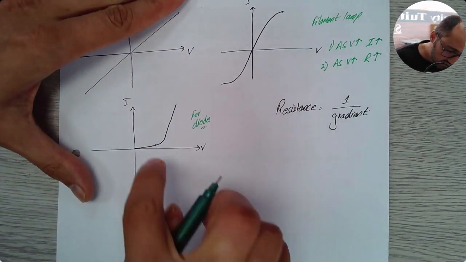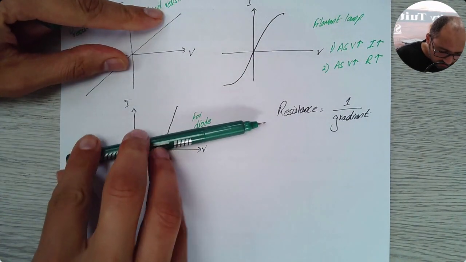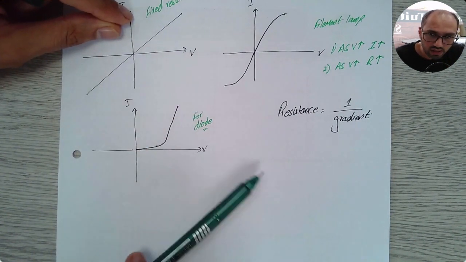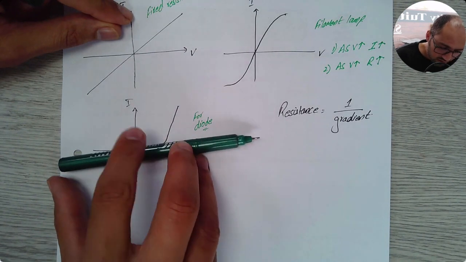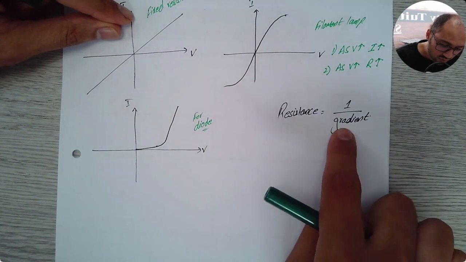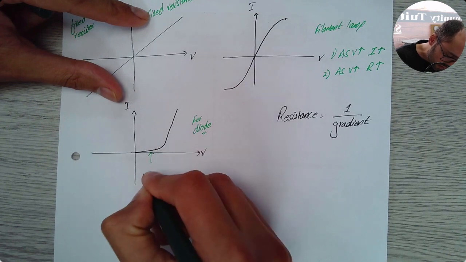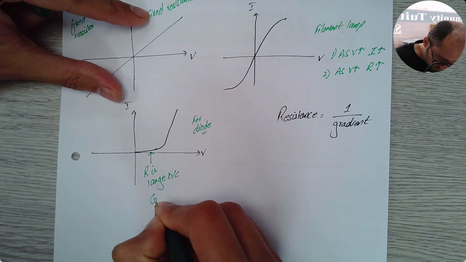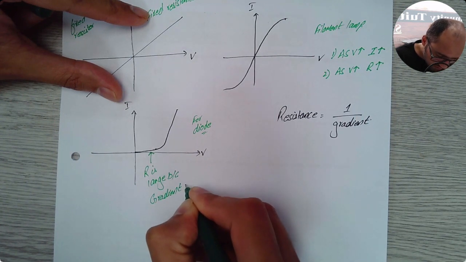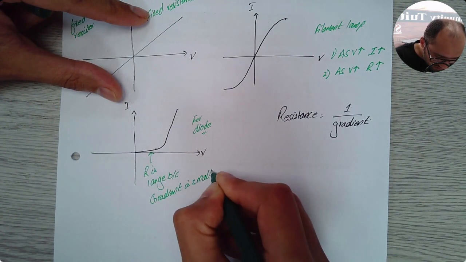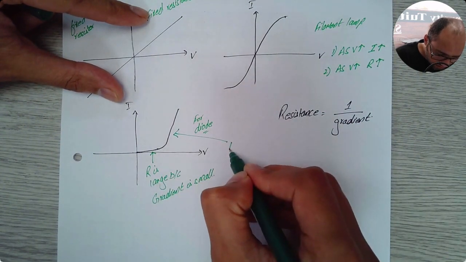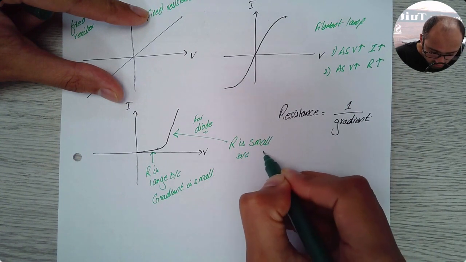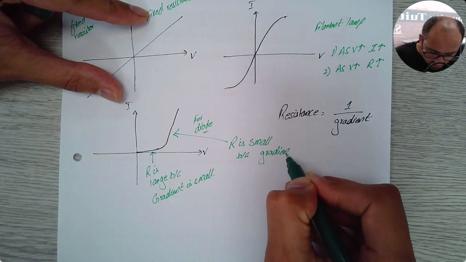For this section, I can say the same thing. Here, resistance has a smaller value. For this graph, I can do the same thing. At this location, the value of gradient is very small. So here R is large because gradient is small. At this location, R is small now because gradient is large.